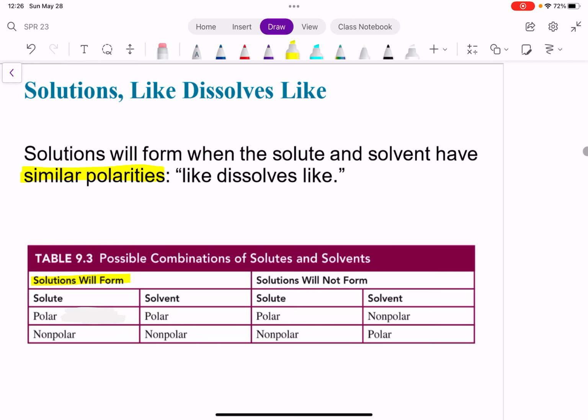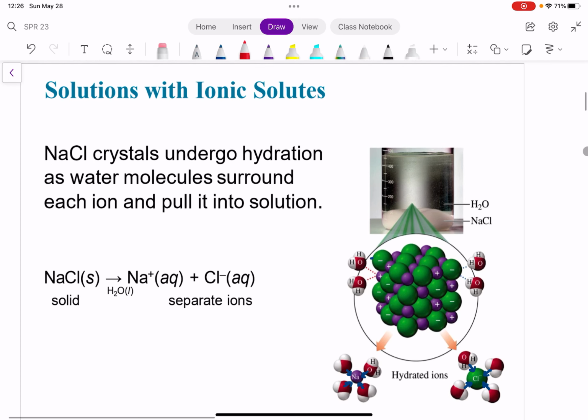Solutions will not form when the solute is polar and the solvent is nonpolar, or the solute is nonpolar and the solvent is polar. But why is that? I'm going to skip these, and I want to talk about ionic solutes.